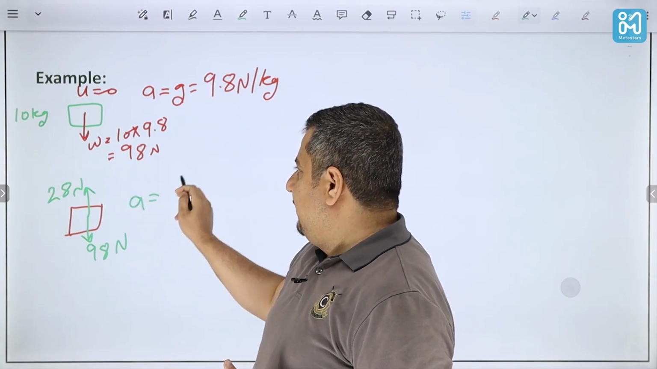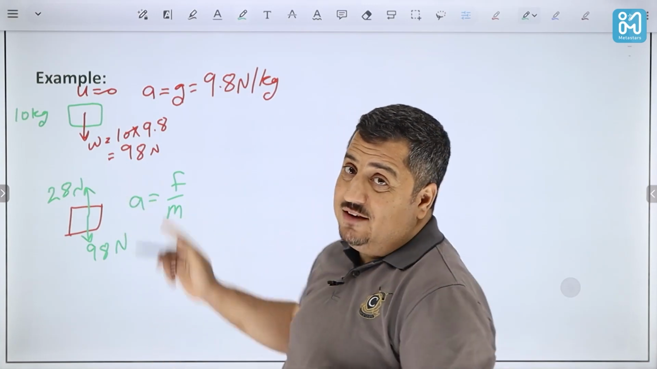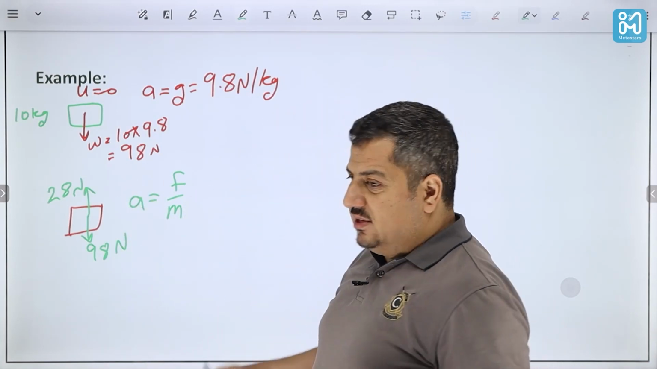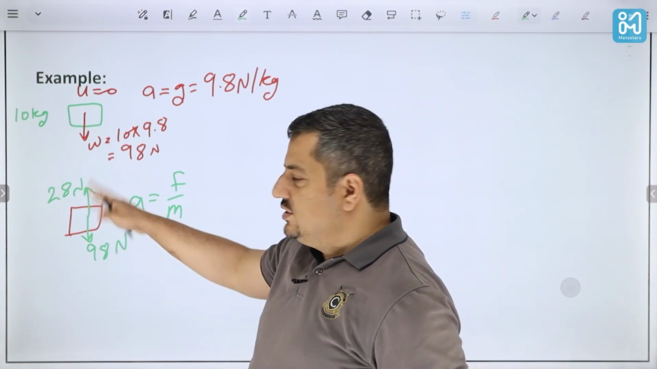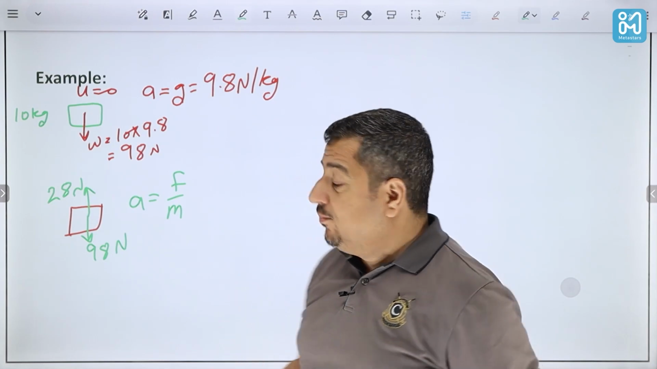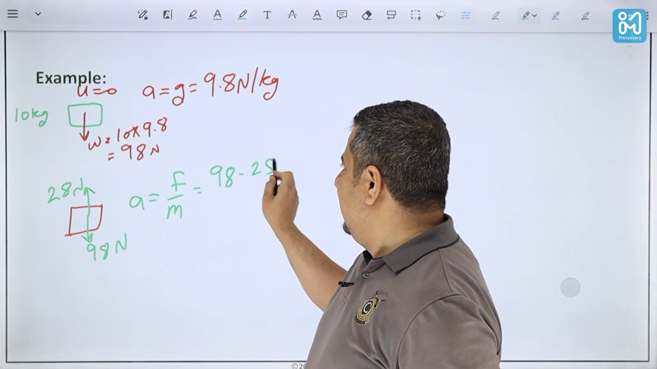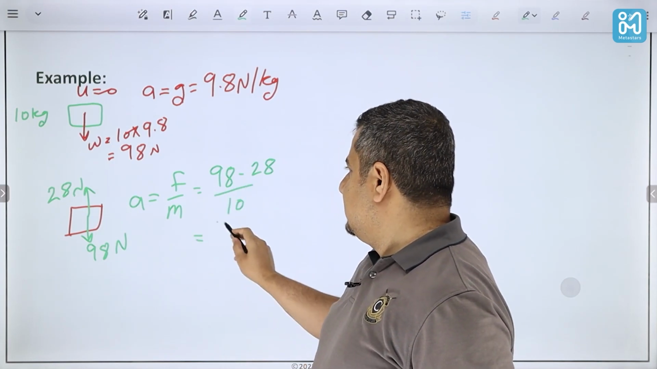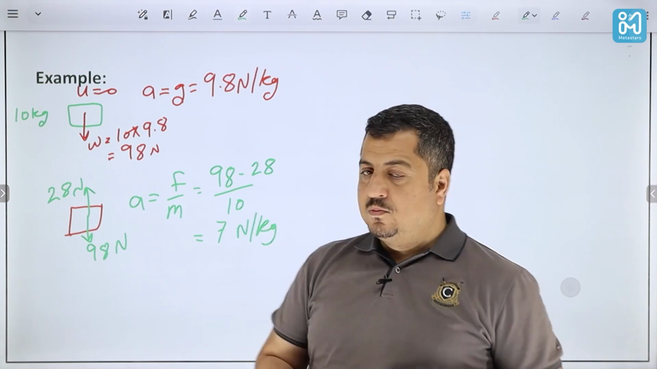As you know, a equals F over m, but of course you know that this F is the resultant force. We will talk about the resultant force after a while, but I think you know this. If we have two forces in opposite directions, you have to subtract. So it's 98 minus 28 divided by the mass, which is 10. This gives 7 newtons per kilogram.